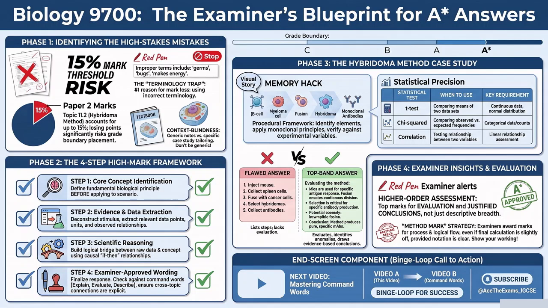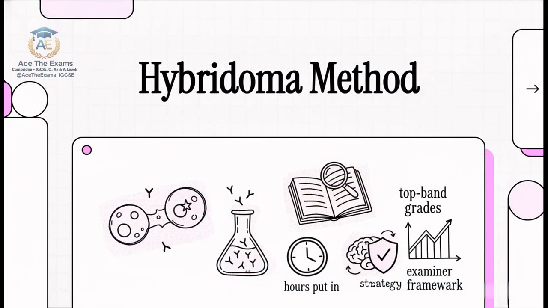All right, we are skipping the pleasantries today because, frankly, you're leaving marks on the table. Look, I know you're putting in the hours, you're memorizing the textbook, but when it comes to the Cambridge Biology 9700 exam, and specifically the Hybridoma method, something is just misfiring. Well, in today's explainer, we're fixing that. We are going to completely rewire your approach using the exact data and strategies straight from Cambridge Principal Examiner reports.